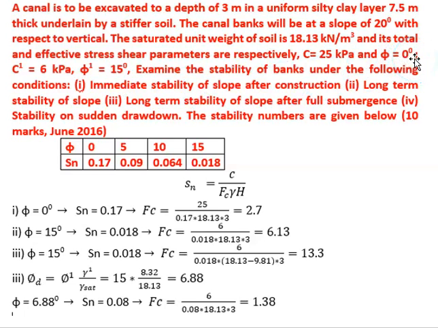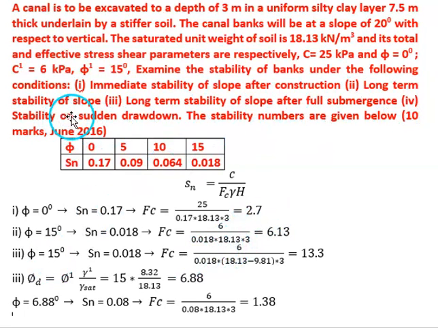So corresponding to phi equal to 0, the stability number is 0.17. So this value has to be taken in the equation, and we should take the value of unit weight, which is given as 18.13, in this equation, so that we will be getting the factor of safety.